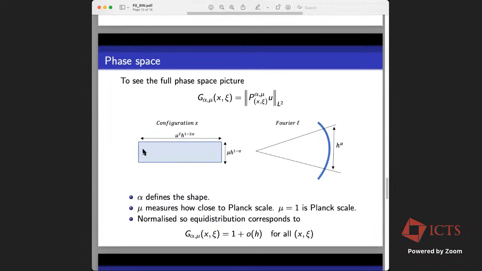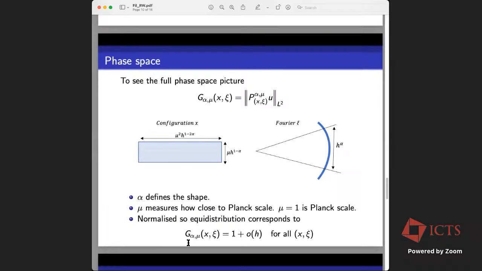So I'll put on a cutoff function on this little box, and then I use an extra parameter mu to measure how far I am away from Planck scale. So mu is equal to 1 is exactly at Planck scale. So this is as tight as I can make it without violating the uncertainty principle. So I can't go any further than that. As I make mu bigger, I'm relaxing my concentration. I'm moving further and further away from the Planck scale.